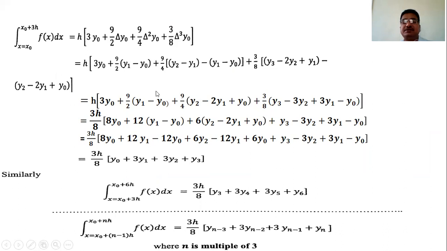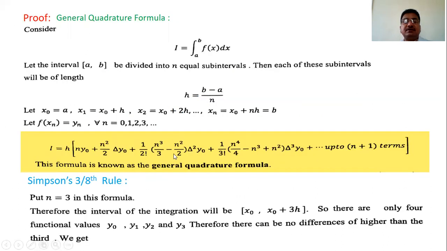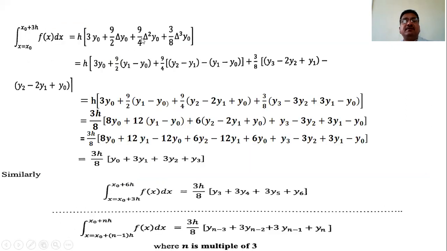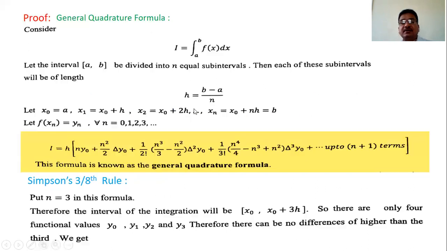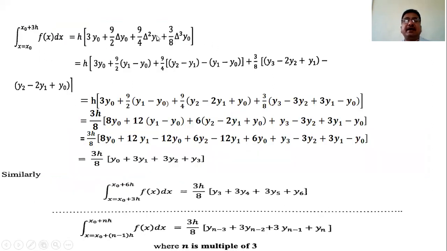The calculation of this: substitute n is equal to 3. So 27 by 3 minus 9 by 2, into 1 by 2 factorial, means into 1 by 2, and we have 9 by 4 delta square y0. Then substitute here n is equal to 3 again. So what do we have? 1 by 3 factorial means 1 by 6, n raised to 4, 3 raised to 4 divided by 4, minus 3 cube plus n square. So calculate all these numbers. We have the answer 3 by 8.